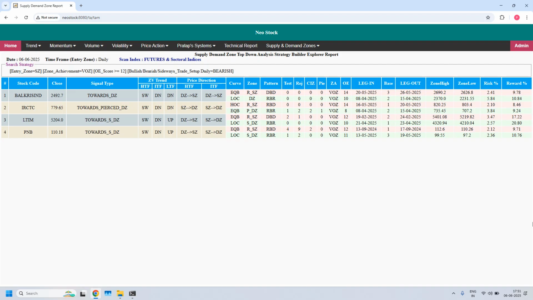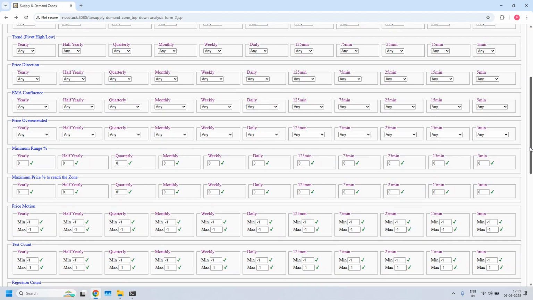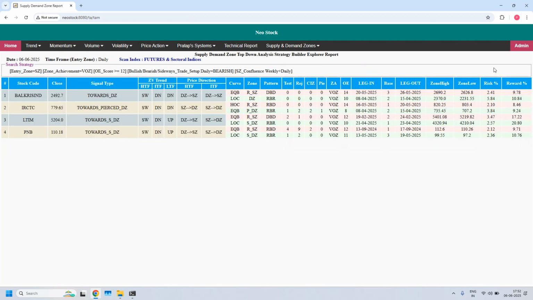Now let's verify out of these 4 how many are having zone confluence. First filter is LTF and ITF supply zone confluence. That is a daily and weekly supply zone confluence, and this filter we are applying on the 4 stocks. All 4 are filtered. That means in all the 4 stocks, daily supply zones are overlapped with weekly supply zone. And weekly trend is a downtrend in all the 4 stocks.